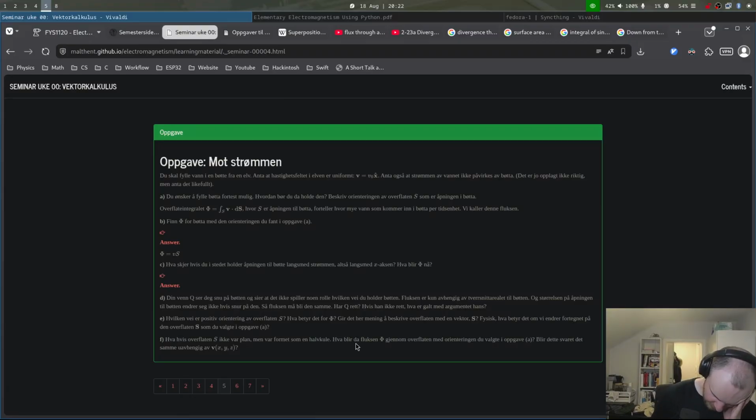This gives us r squared sine theta d phi d theta, and then of course in the r hat direction. So that's dS actually. Now we actually have the whole thing. So we can say that this is equal to the integral from 0 to pi for theta, and then phi goes all the way around.